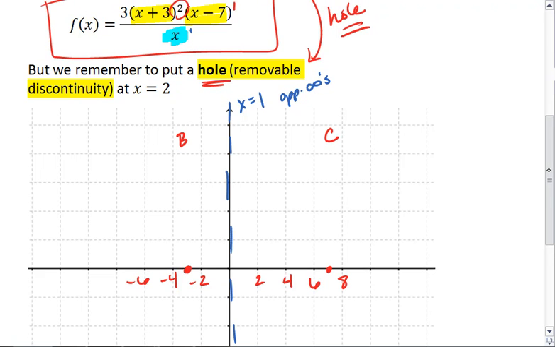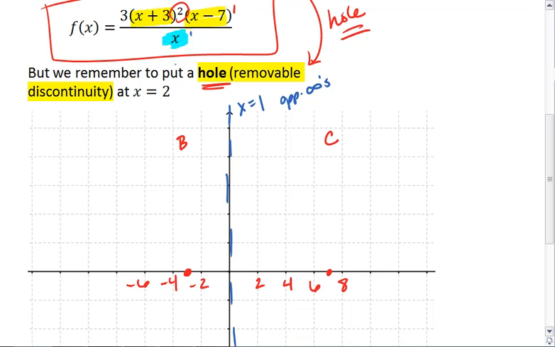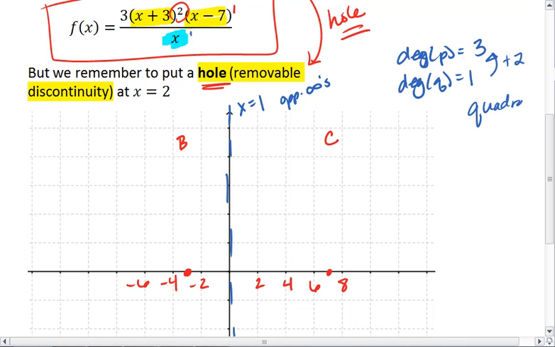Since the numerator has a higher degree than our denominator, we see the degree of the numerator is 3, the degree of the denominator is 1. The end behavior is going to make this function look like a quadratic. So on the left side, we're going to go to positive infinity, and on the right side, we'll go to positive infinity.